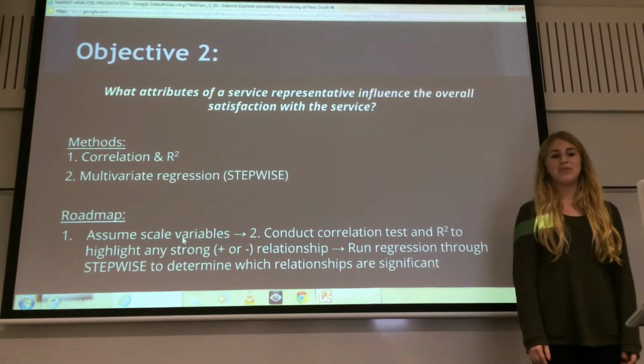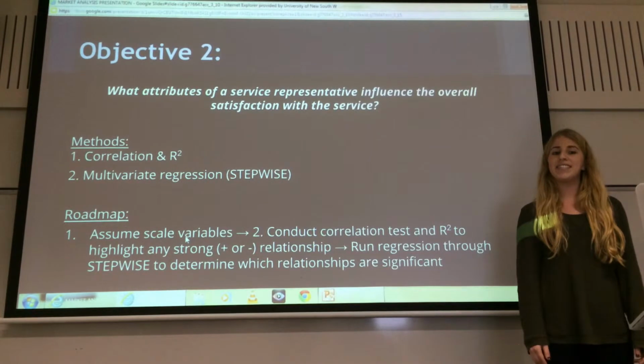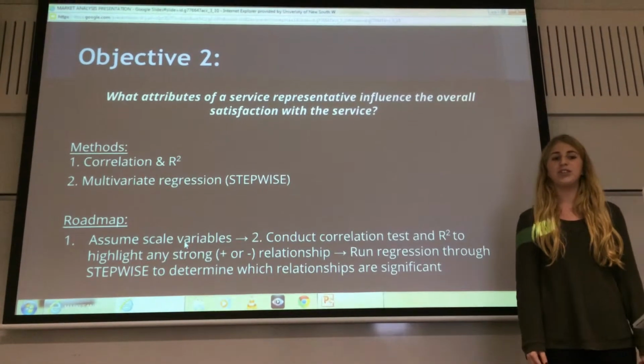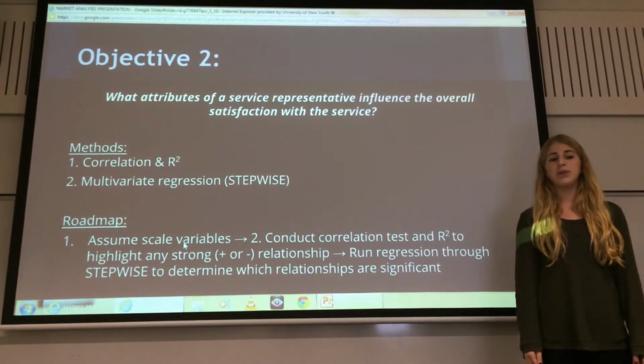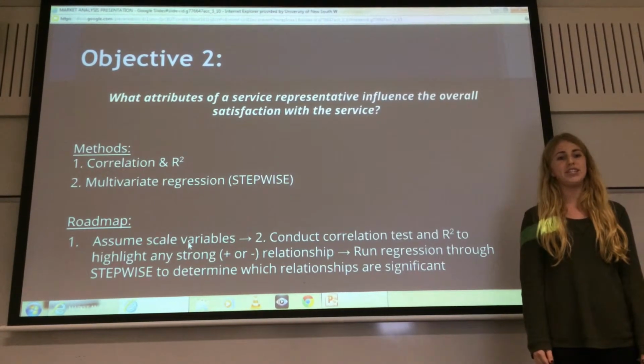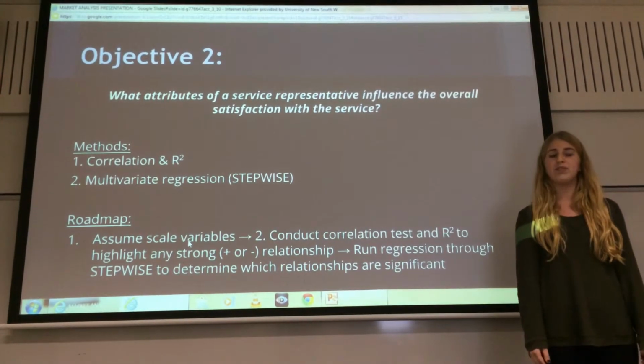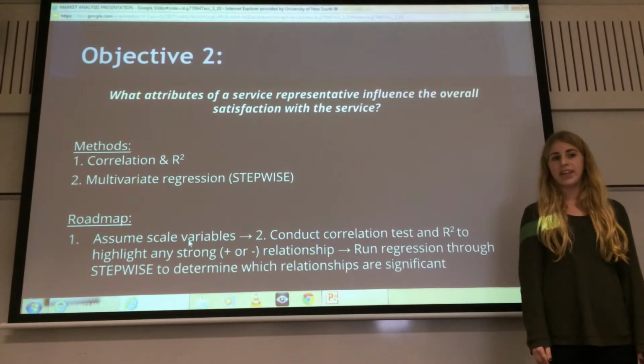This can be achieved through running a correlation to test for the presence of a relationship, and if there is a statistical relationship found, to show its strength and direction. We will also examine each R-squared percentage in order to attempt to explain the change in overall satisfaction that is explained by a change in each particular service representative attribute.